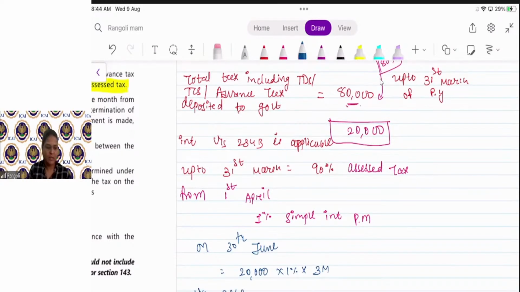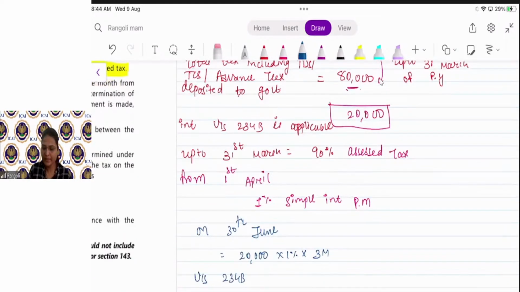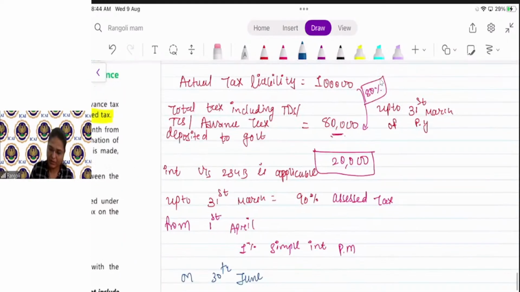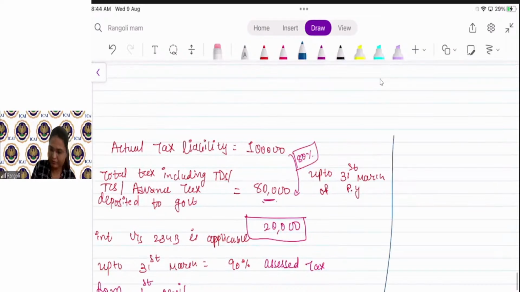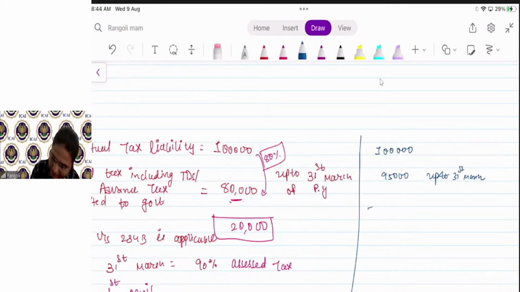Now suppose instead of 80,000, I have deposited to the government 95,000 up to 31st March. Now, do I need to pay interest under section 234B? Yes or no? Please reply, everyone. Yes or no?